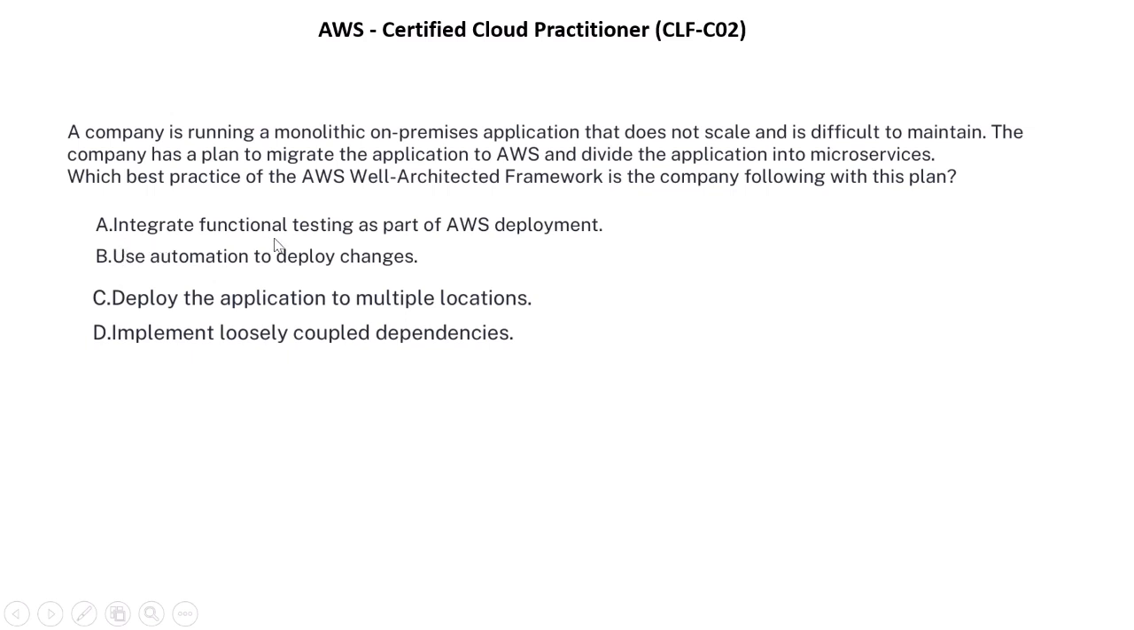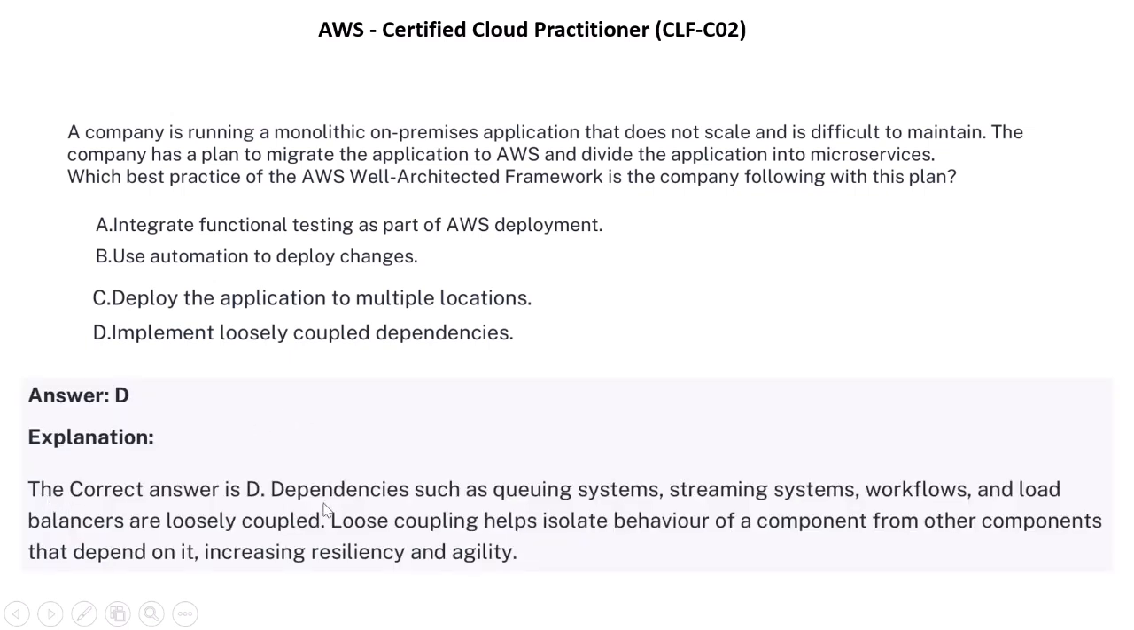Option A, integrate functional testing as part of AWS deployment. Option B, use automation to deploy changes. Option C, deploy the application to multiple locations. Option D, implement loosely coupled dependencies. The right option is option D. Dependencies such as queuing systems, streaming systems, workflows, and load balancers are loosely coupled. Loose coupling helps isolate behavior of a component from other components that depend on it, increasing resiliency and agility.